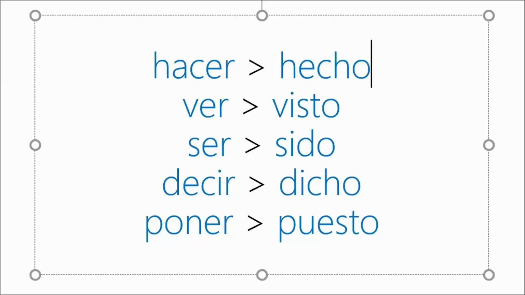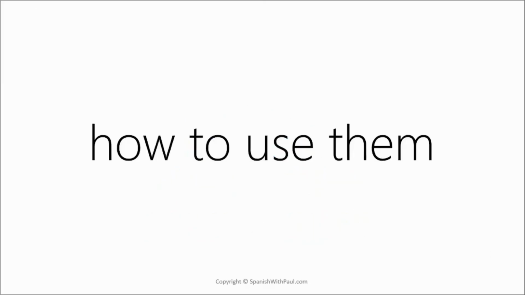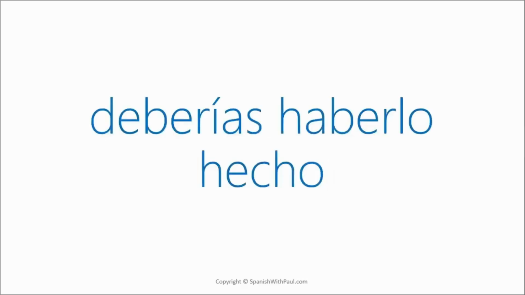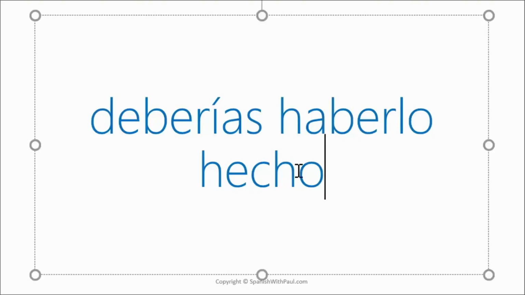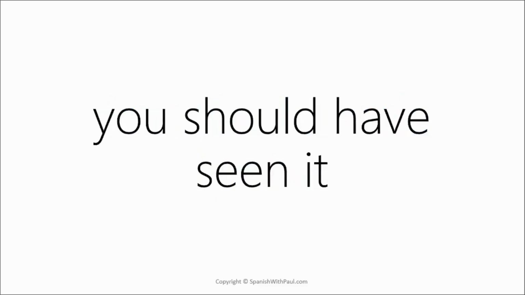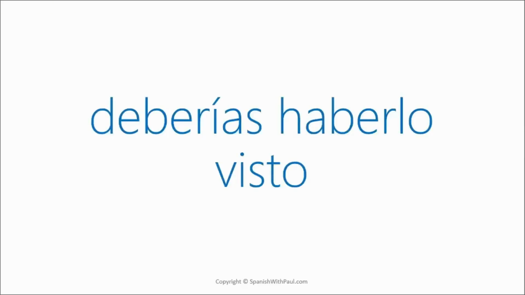So what I'd like to do now is to look at how we would use them inside of could have and should have. For example, you should have done it. This would be deberías haberlo hecho. You can see that the formula is the same with deberías saberlo, the pronoun hooked onto haber, but the past participle no longer is an ado or ido sound. Instead, it's gone to hecho. What about this one? How would you say you should have seen it? Deberías haberlo visto.